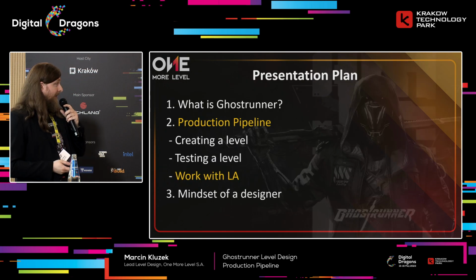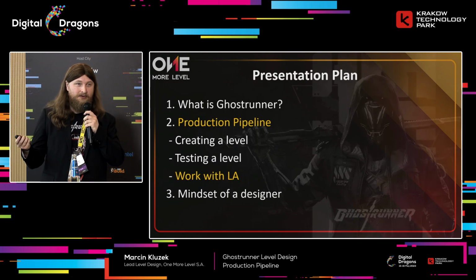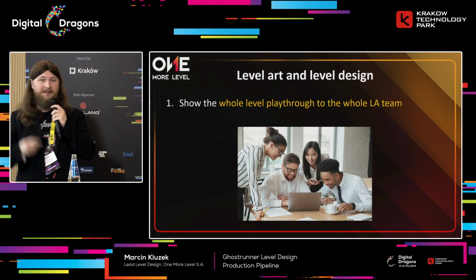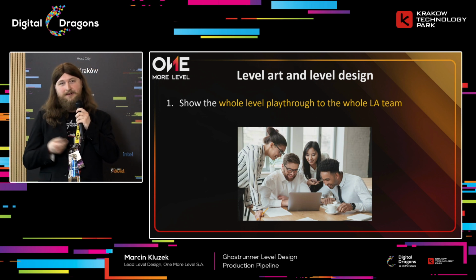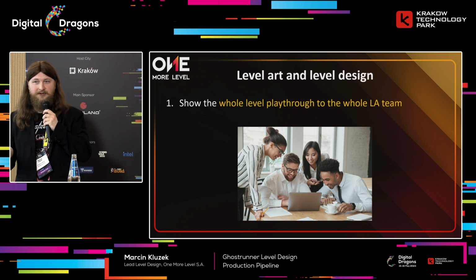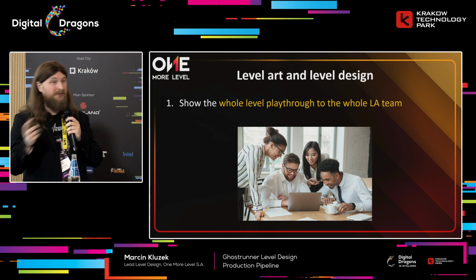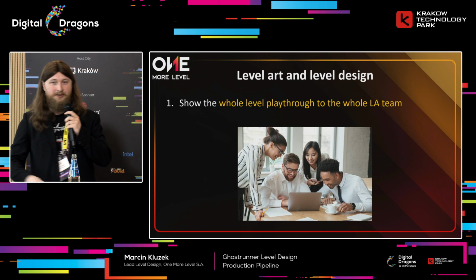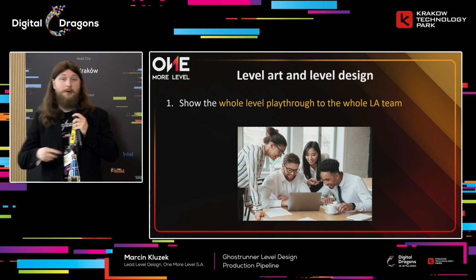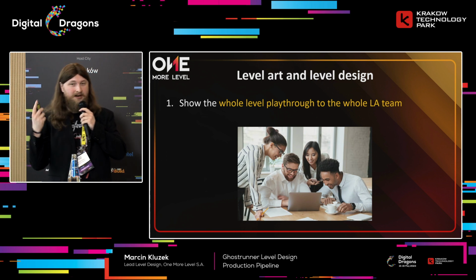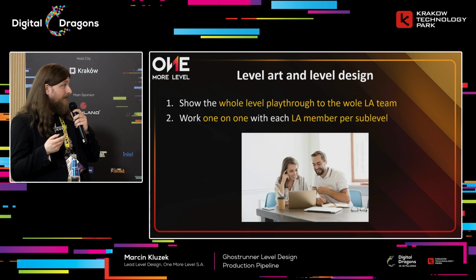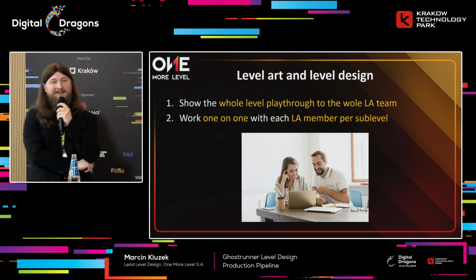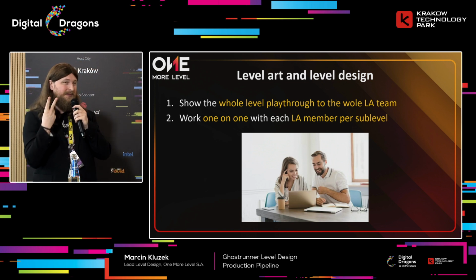So how do we work with level art? Because the blockout is done, right? We show the level to the level artists, and we make a meeting, maybe a stream or something. We show them everything. We show them the playthrough, the references, the gameplay, and all the story bits. And guess what? They are overwhelmed. So when they are overwhelmed, in Ghostrunner 2, I decided that we need to work one-on-one with them because it's too much. You have like 2 meetings this time.